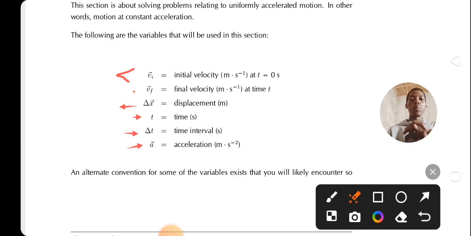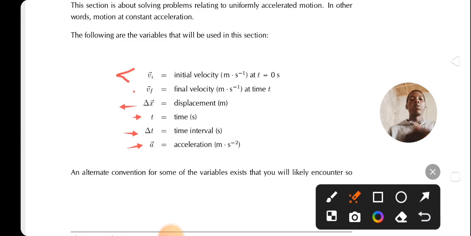Know the unit of each variable, because before solving a problem you must check and confirm that the units are in SI units, meaning the standard international system of units. So you must do that. Make sure you identify them and know their units.